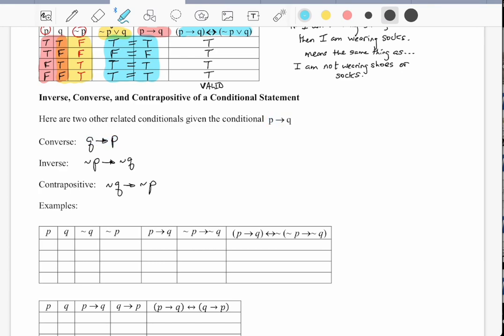The simple example is, if you get a 90 or above, then you get an A. Just flip the premise and the conclusion there. If you got an A, then you got a 90 or above. Not necessarily true, right? If one argument is true, the other one does not necessarily have to be true. It can also be true, but it's not always going to be true. The only one that's always going to be true would be the contrapositive.